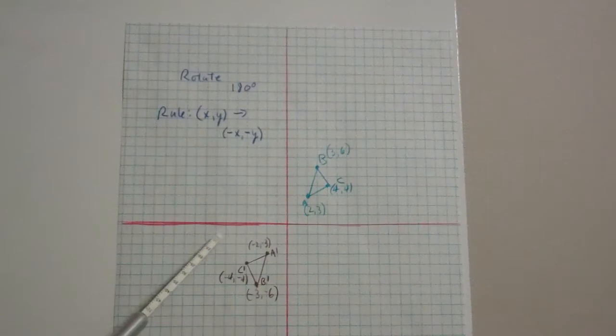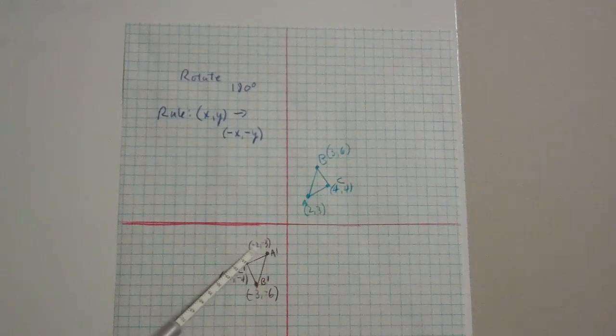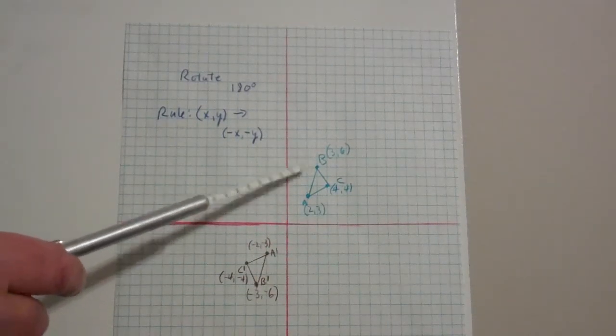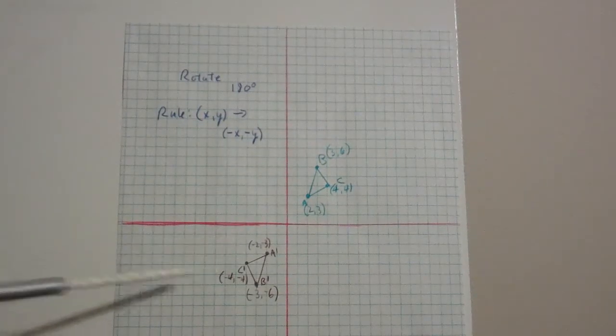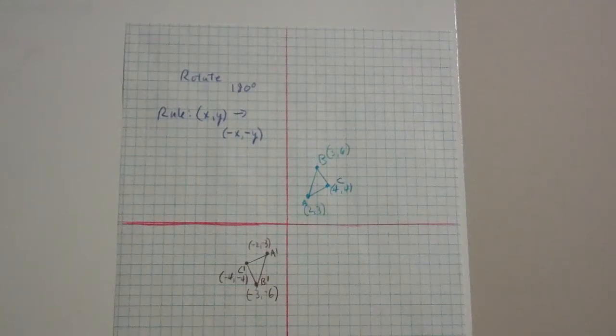And so my A prime will be -2, -3. My B prime will be -3, -6. And my C prime will be -4, -4. So here's my pre-image, here's my after image of a 180 degree rotation. Okay, we'll be getting some practice with these.